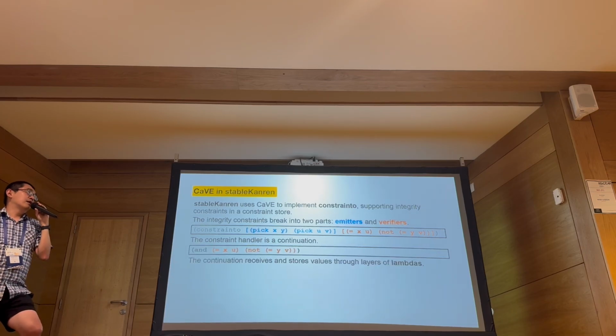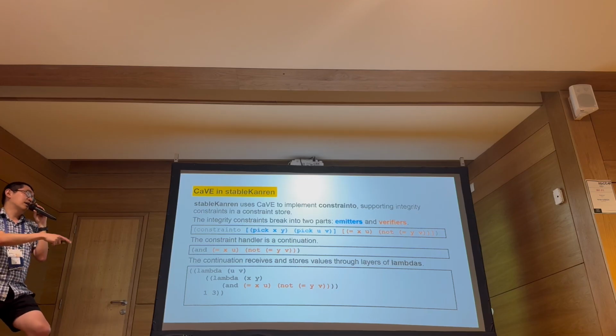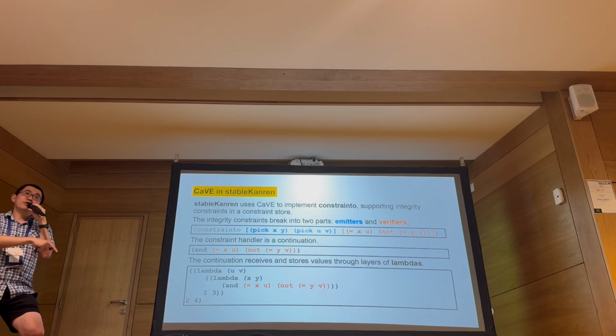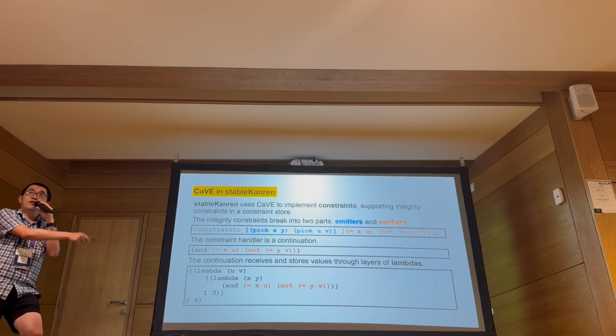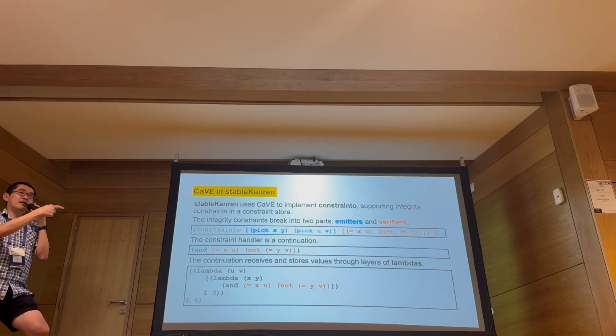So one way to do that, we can manually wrap it through some lambdas. For example, a lambda like this, we say, okay, lambda x and y, we're passing x, y with the values 1 and 3, and we're passing values u and v with 2 and 4. So once we have complete values for this continuation, this whole expression can be evaluated and produce the true or false outcome.